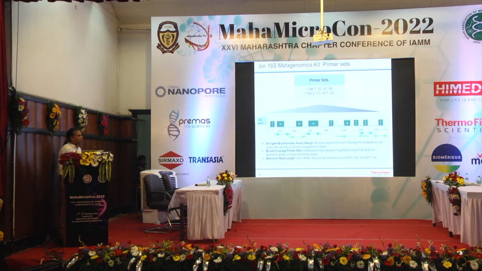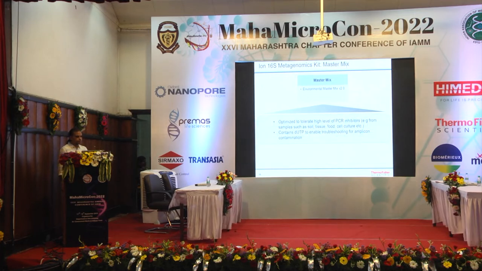And this slide will tell you how our primer design looks. As you can see, we have overlapping regions. V2 to V4 is covered in one region, and V5 to V9 is covered in another region. So it gives you broad coverage. You are going to get a complete range of 400 base pair sequence via the metagenomics kit. As I told, our master mix is specifically designed for this kit. It is able to tolerate high levels of PCR inhibitors from soil, tissue, food, cell culture, etc.